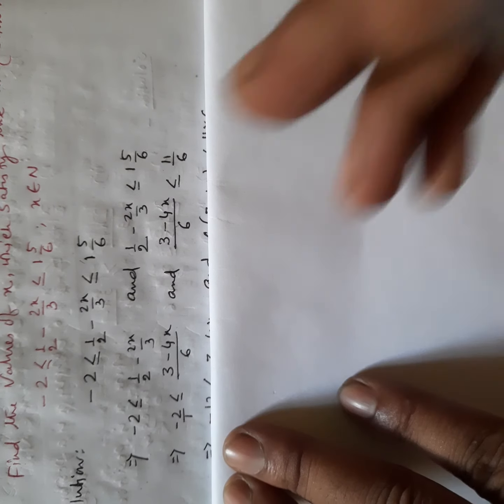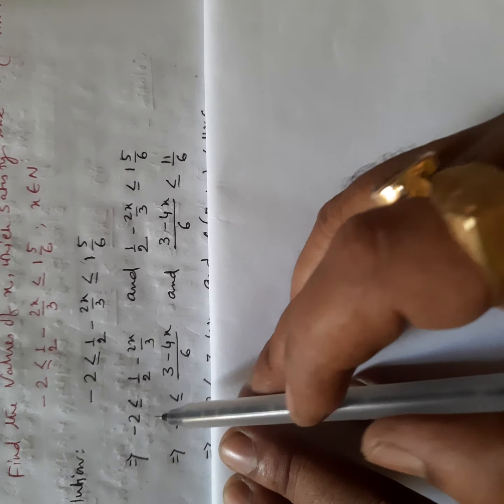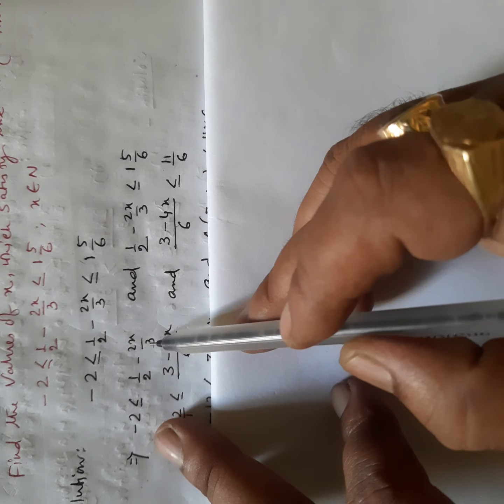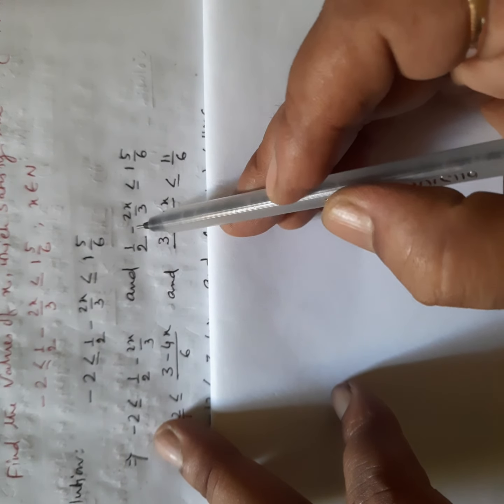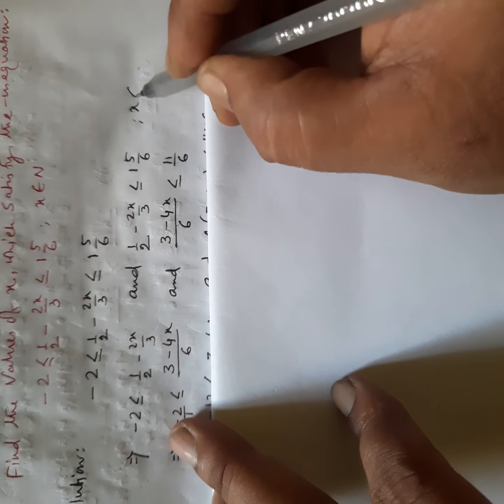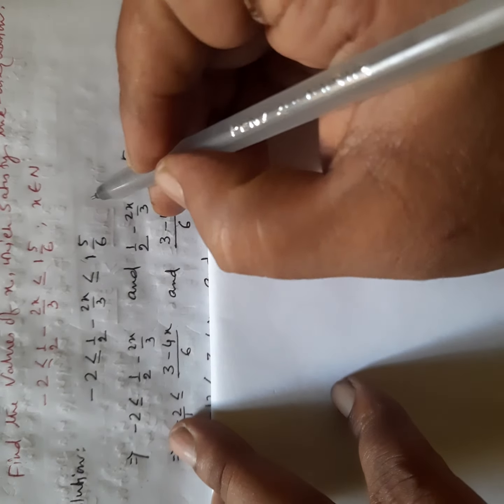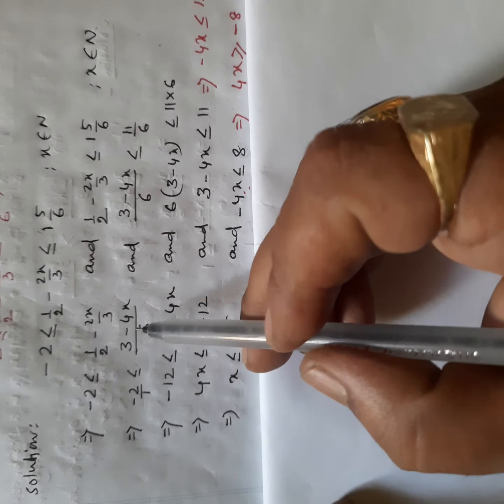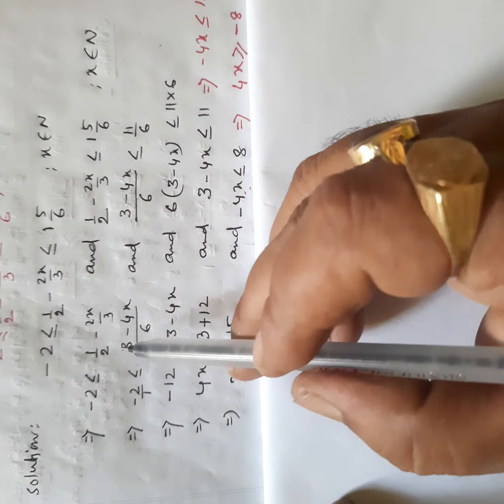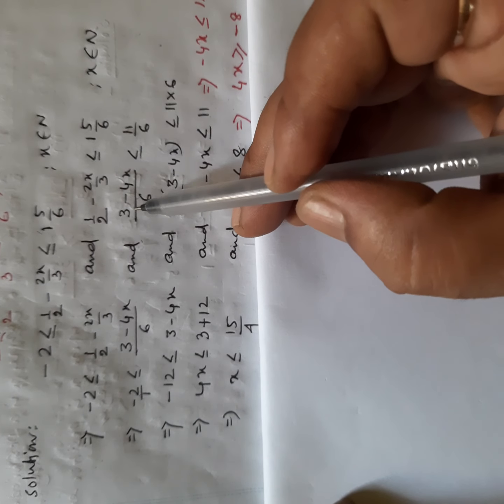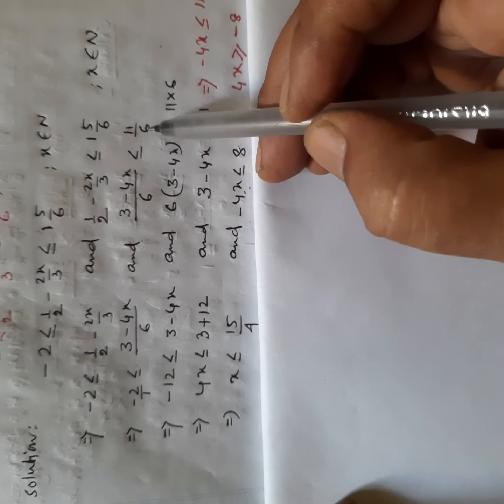This implies that -2 ≤ 1/2 - 2x/3 and 1/2 - 2x/3 ≤ 1 5/6, such that x belongs to capital N. So this implies that -2/1 ≤ (3 - 4x)/6, just do the LCM, 6, and (3 - 4x)/6 ≤ 11/6.